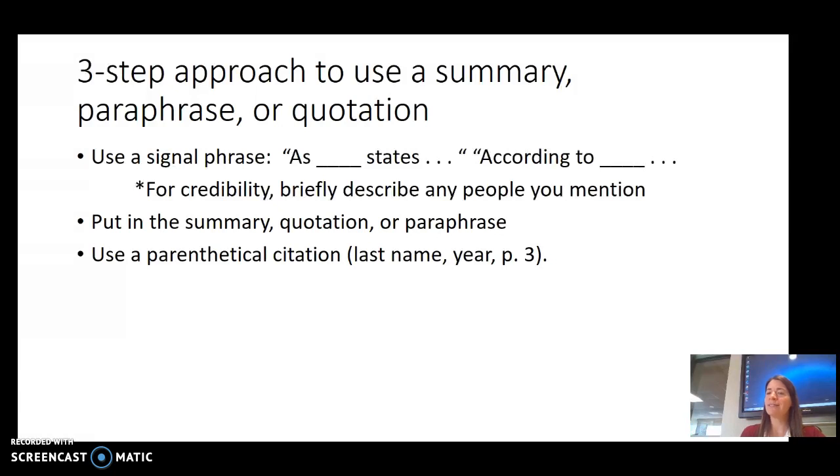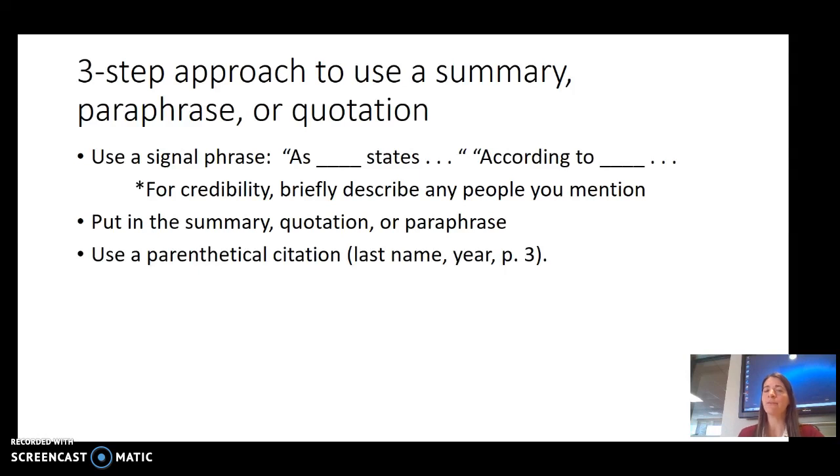And remember that you need to ease us into your source material. So you do that by using a signal phrase like, as Smith states, or according to the article such and such. For credibility, if you mention someone's name, you should say who they are. As Smith, professor of biology at Harvard, states, then I realize who this person is. Put in the summary, quotation, or paraphrase, and then you can use parenthetical citation, which we'll go over in detail later on, right after the summary, quotation, or paraphrase.